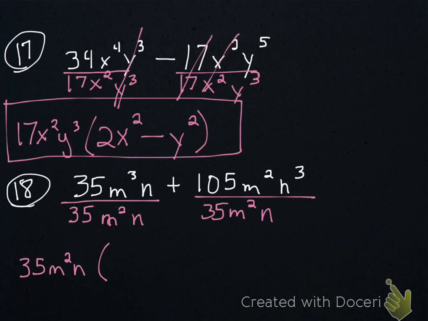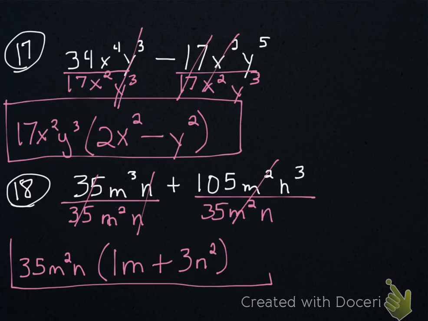Now let's see what's left. Well, 35 divided by 35 is 1. M cubed, m squared. Had 3, took 2 away, there's 1 left. N's are gone. Plus 105 divided by 35, we just said that's 3. M squareds cancel. N cubed divided by n is n squared. So my answer is 35 m squared n times m plus 3n squared.